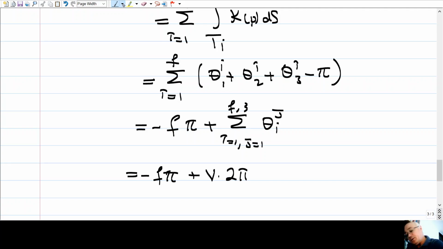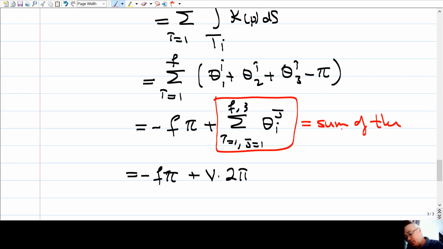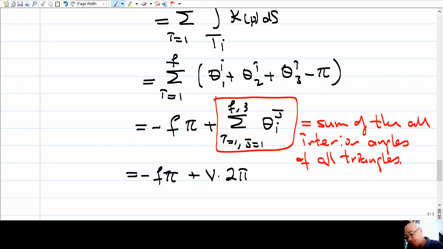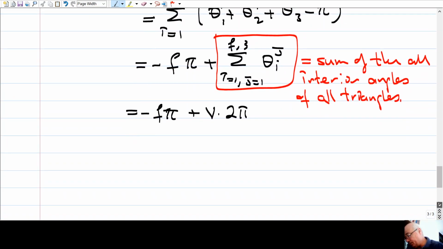Okay, so here let me make a remark. You see, this is just the sum of all interior angles of all triangles, and that is just the number of vertices times 2 pi. All right, what else?